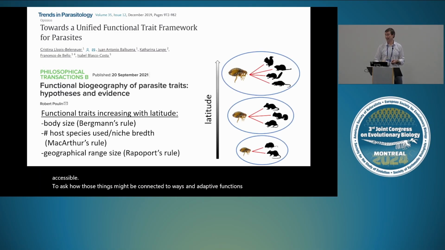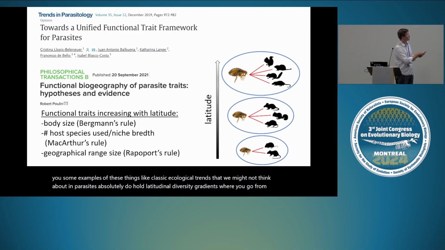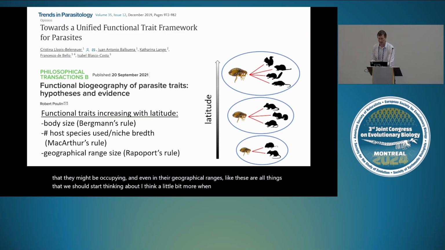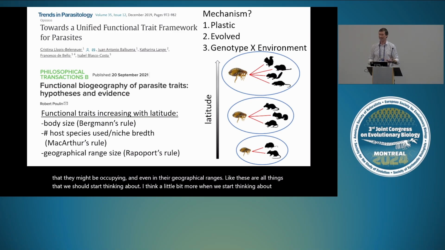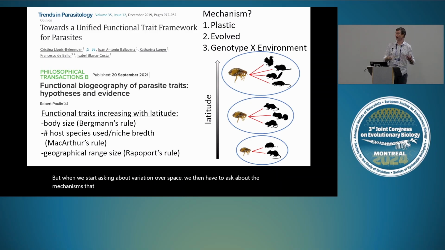And just to give you some examples of these things, like classic ecological trends that we might not think about in parasites absolutely do hold. Latitudinal diversity gradients, where you see differences in the size of the parasites, differences in their niche breadth, the number of hosts that they might be occupying, and even in their geographical ranges. These are all things that we should start thinking about, I think, a little bit more when we start thinking about parasites. But when we start asking about variation over space, we then have to ask about the mechanisms that are associated with explaining that variation.